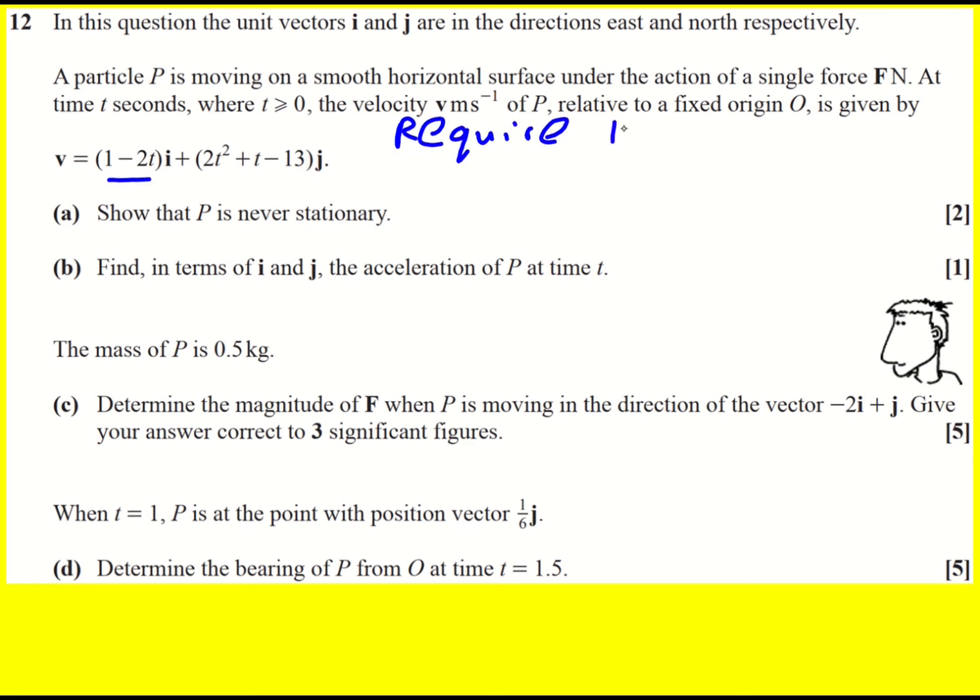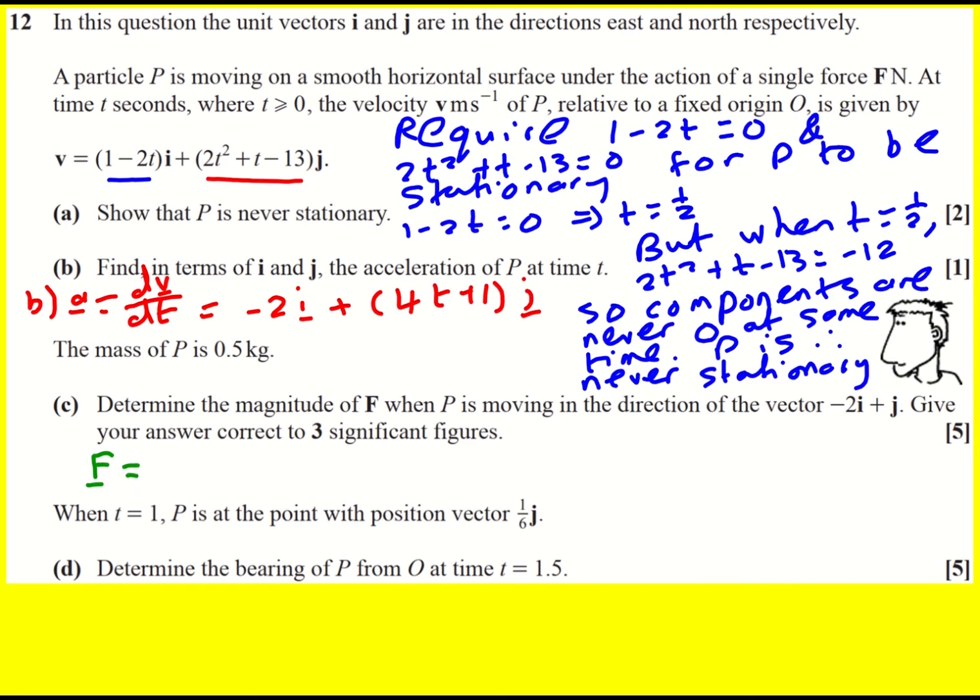We're now told that the mass of P is 0.5 kilograms and to determine the magnitude of F when P is moving in the direction of the vector minus 2i plus j. First of all, I'm going to write down what F is in terms of t. So it's F equals ma, and therefore it's 0.5 times our answer to this. I'm going to write it as a column vector now because it hasn't specified. I'd always just find that a little bit easier. So minus 2 times a half is minus 1, and then 4t plus 1 times a half is 2t plus a half. So we're left to find the time, and then we can work out F as a vector and hence the magnitude of F.